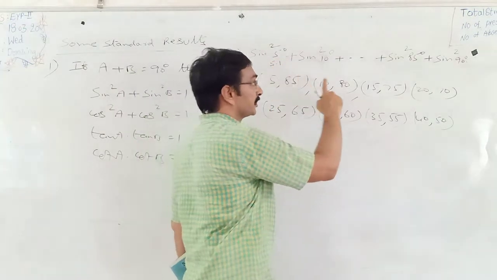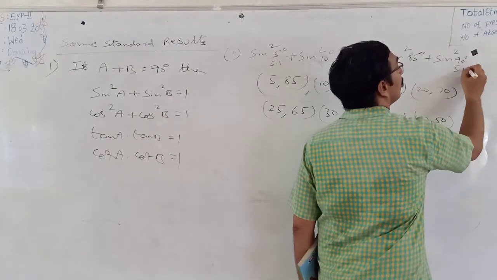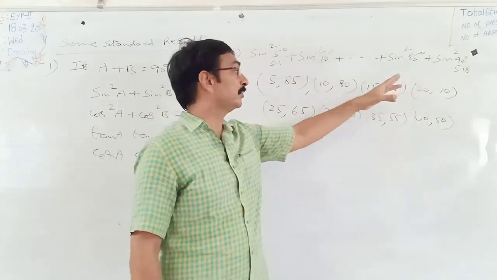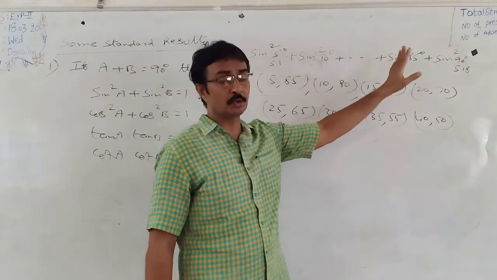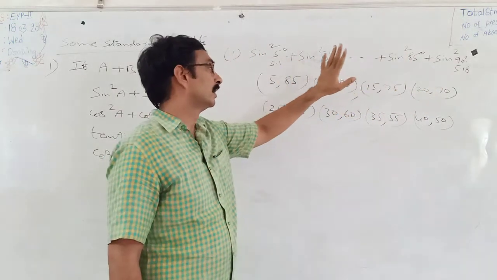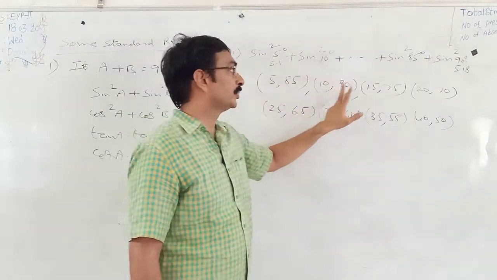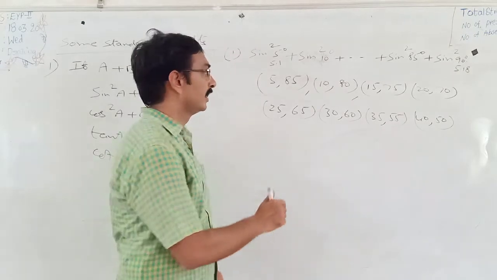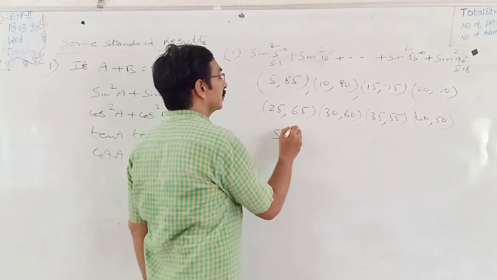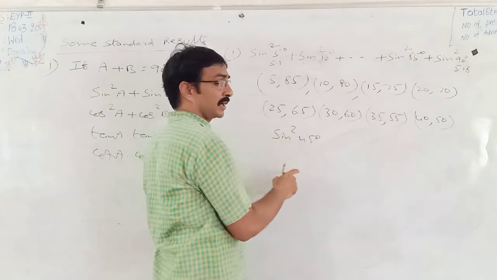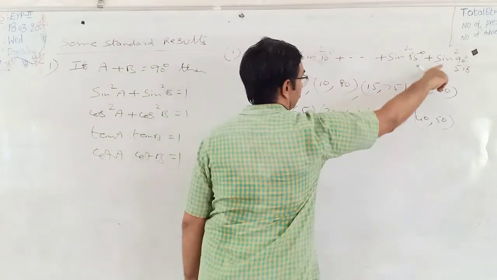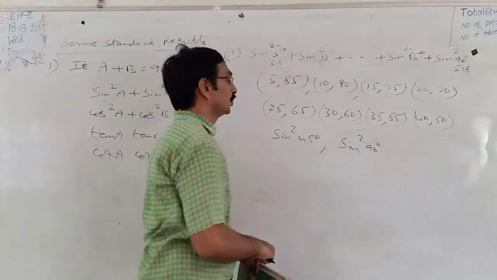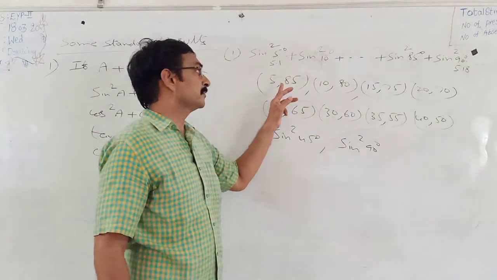See total number of terms. 5 into 1 is 5, 5 into 18 is 90, so the total number of terms is 18. Of them, 1 2 3 4 5 6 7 8 pairs are completed. Remaining 2 terms are the middle one, sin square 45 degrees, and the last one, sin square 90 degrees. So each pair value 1.